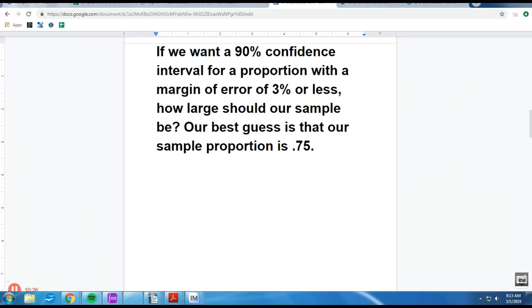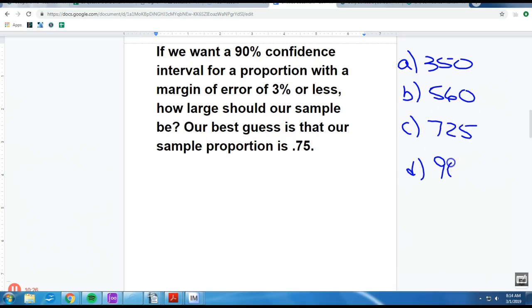I'll give you multiple choice, but I gotta do it first though. So those are your choices. You might not get one of those exact. You should be pretty close.